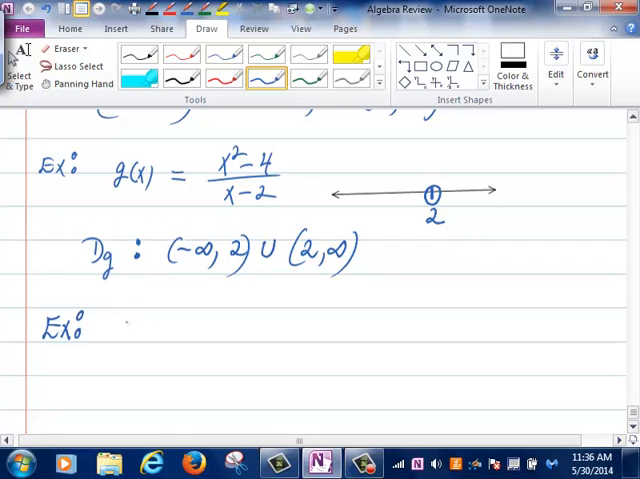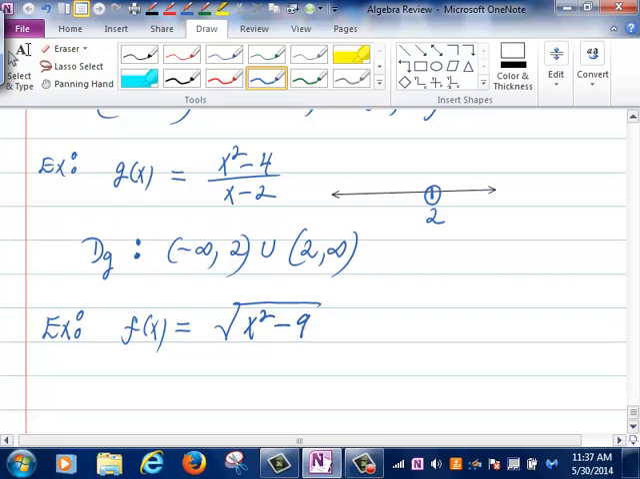Let's look at the function f of x, and it's given by the root of 9 minus x squared. No, actually, I'm going to leave that for you. Let's say x squared minus 9.